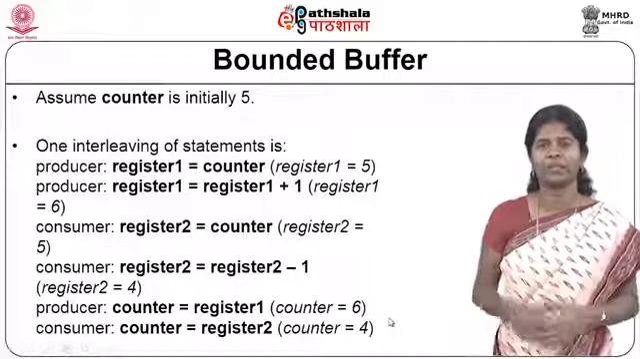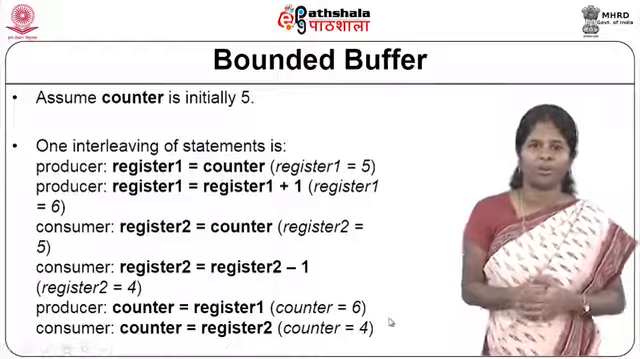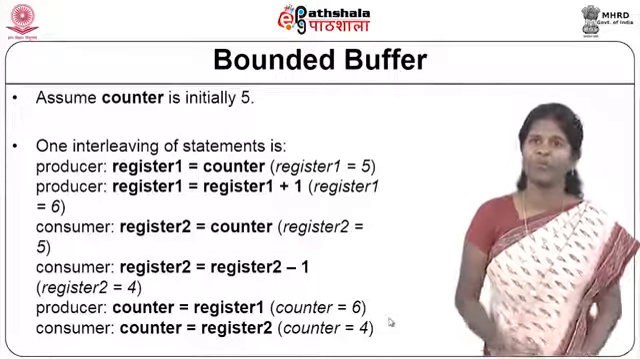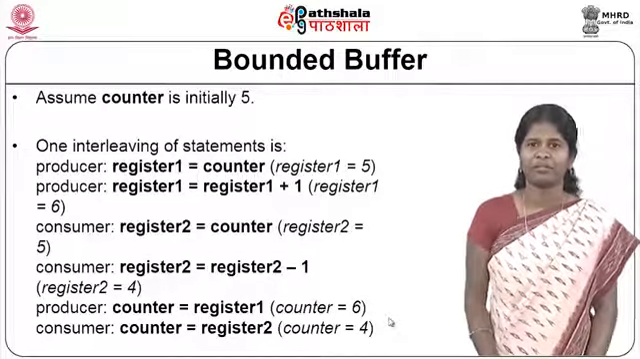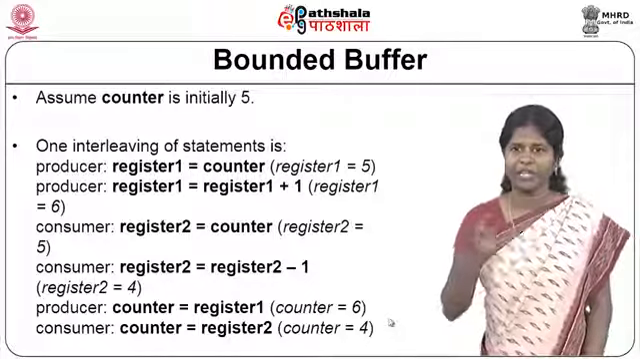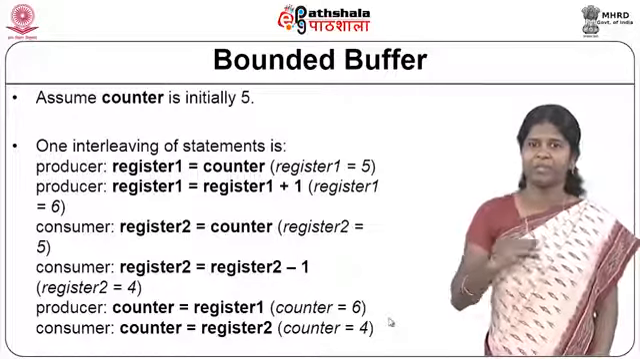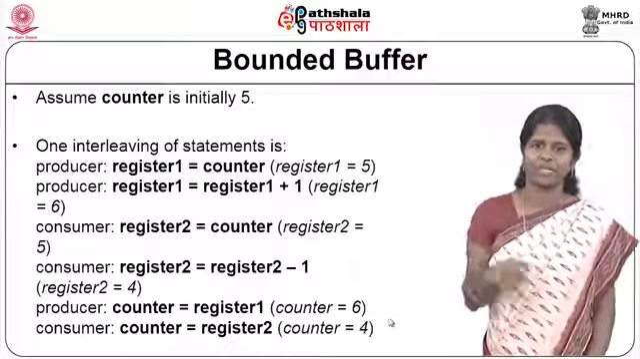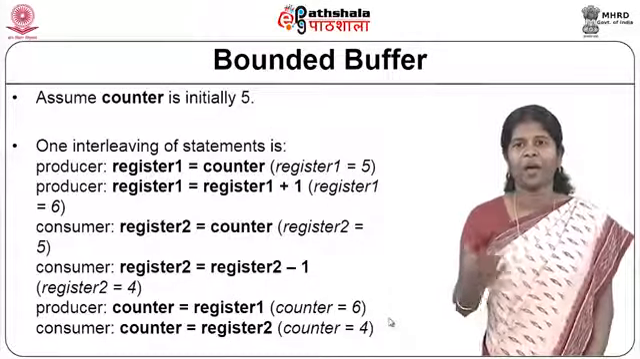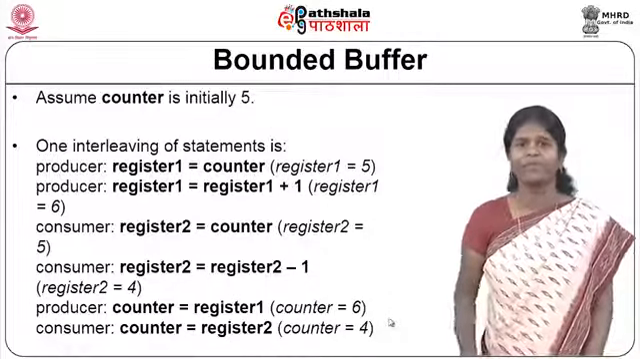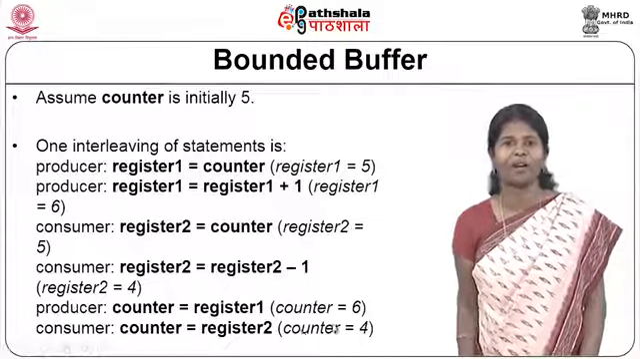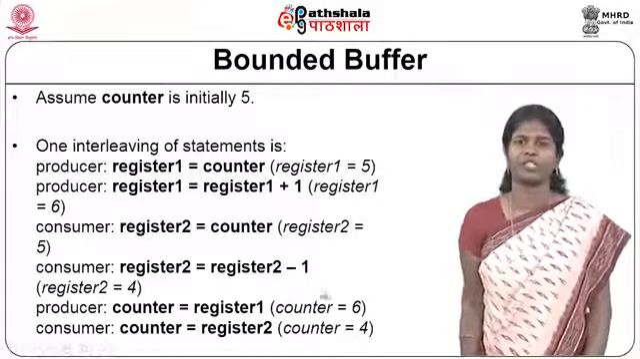So finally, what is the value of counter now? It is 4. But what should have been the value of counter? It should have been 5, because one increment had happened and one decrement had happened. So 5 plus 1 is 6 and 6 minus 1 should have been 5. But unfortunately here you see that the value of counter has come to 4, which is wrong.